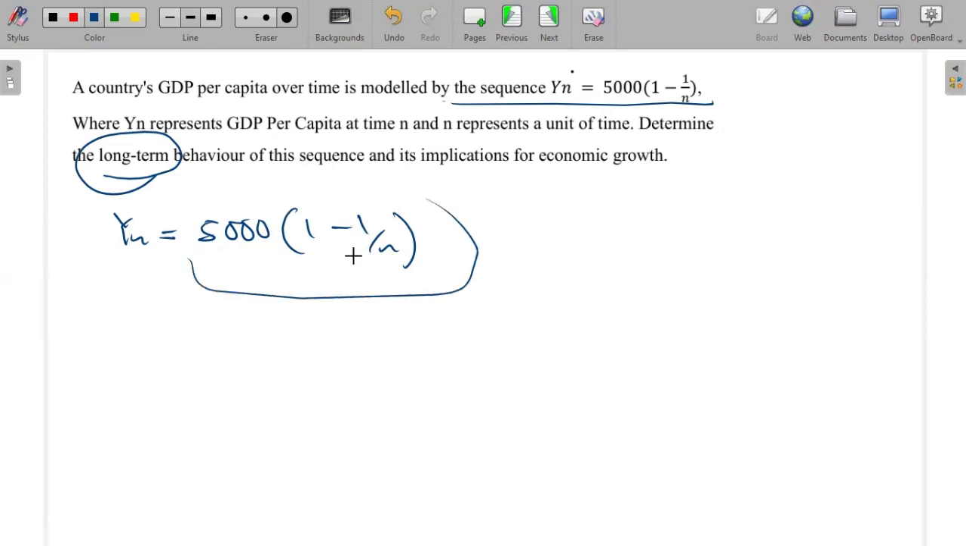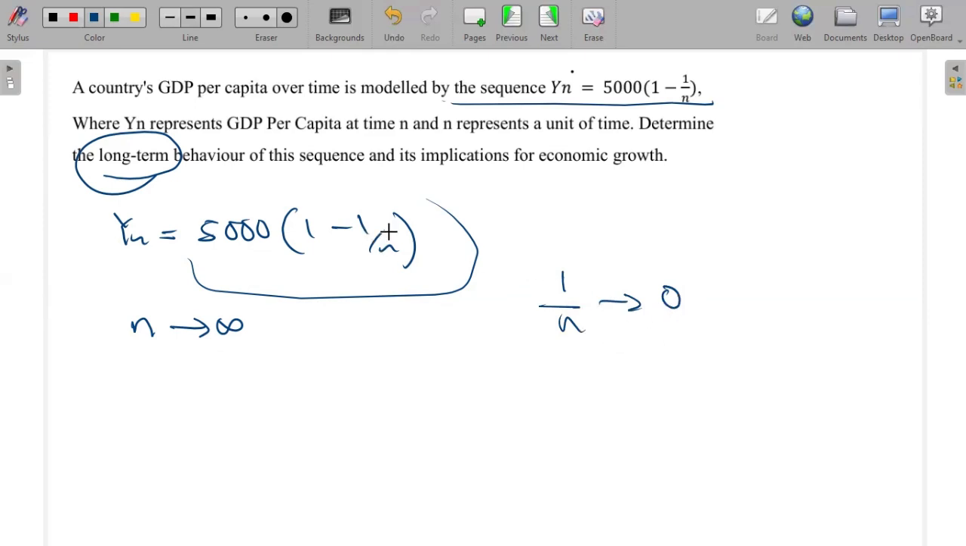Is the function. If we take the limit of this function as n approaches infinity, what is this going to give us? As n goes to infinity, notice that this 1 over n is going to be approaching 0.